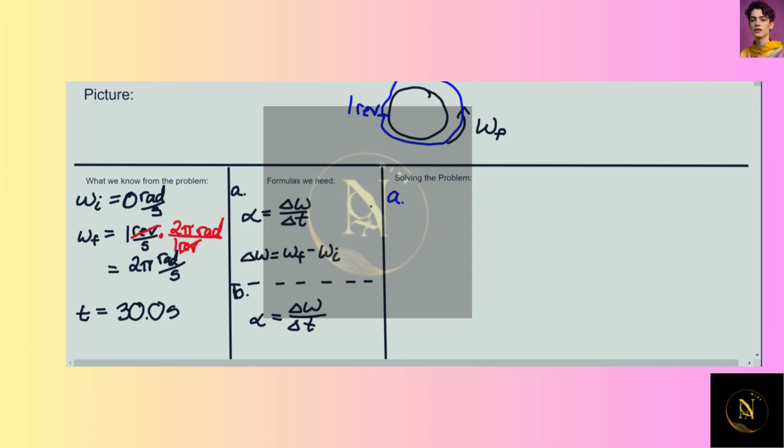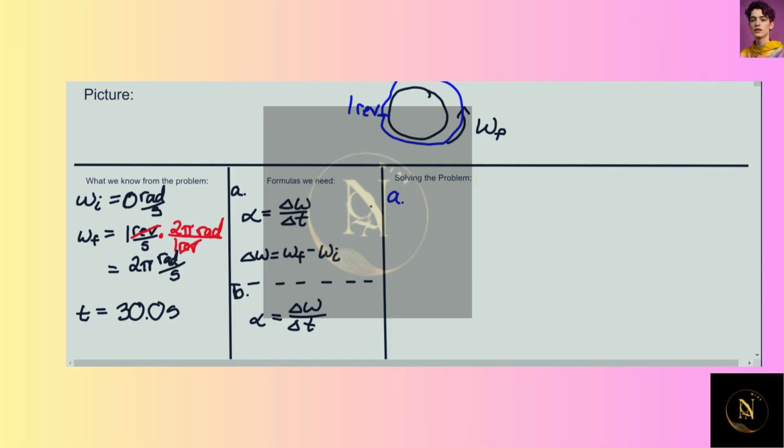And then finally, the problem also gives you the time it takes to accelerate up to that angular speed. That is given to us as 30 seconds. For the first part of the problem, the formula we're going to need is the definition of angular acceleration, which is a change in omega, or change in angular speed, divided by the change in time, or how long it takes to accelerate up to that final speed. We also need to define that change in omega equals the final omega minus the initial omega to get our change from the beginning to end.